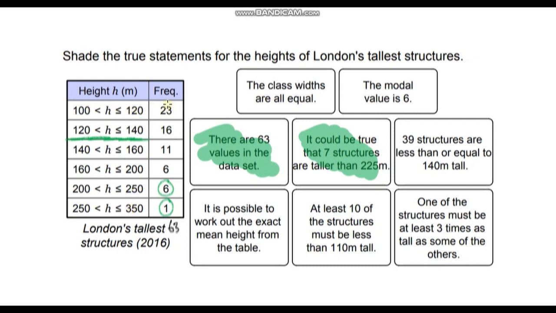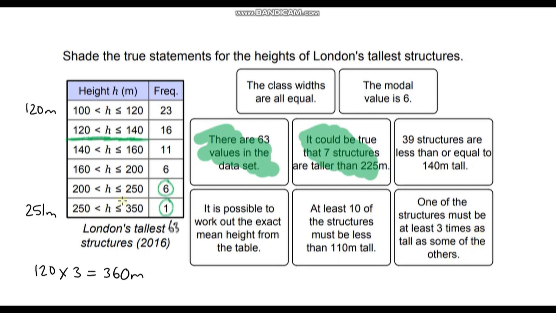So all 23 of these could be as big as 120 metres. That's perfectly fine. If all 23 of these are 120 metres, they would fit into this category. And this building here, this could be as small as 251 metres. So it can't be 250 because that would fit into this category, but it could be 251. That's perfectly fine. Now, hopefully you can see that this here is definitely not 3 times as big as this. If we multiply 120 by 3, that will give us 360 metres. So no, we cannot say for sure that one of the structures must be at least 3 times as tall as some of the others.